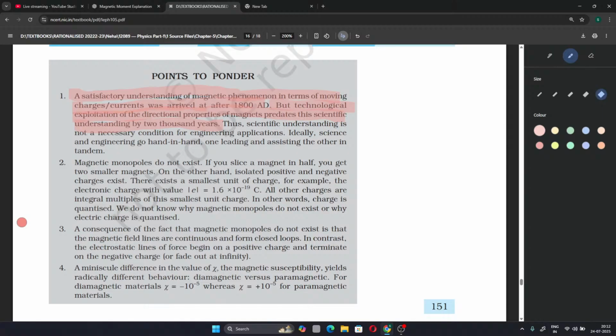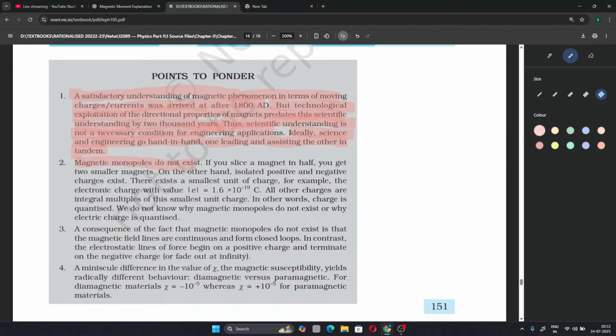Before we knew that current can create a magnetic field, 2000 years before that itself, they exploited magnets. Thus, scientific understanding is not a necessary condition for engineering applications. Ideally, science and engineering go hand in hand, one leading and assisting the other in tandem.